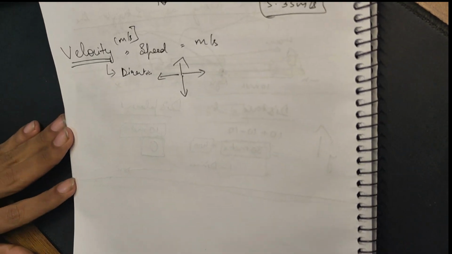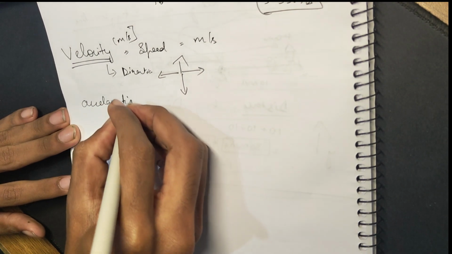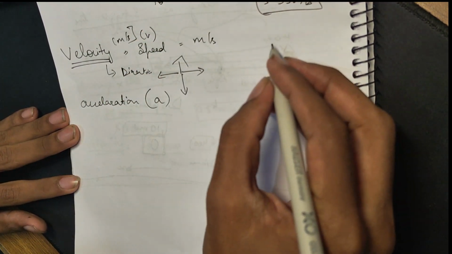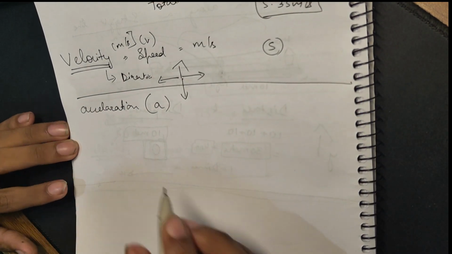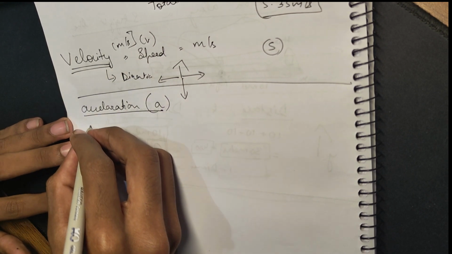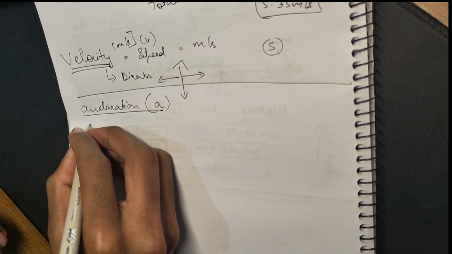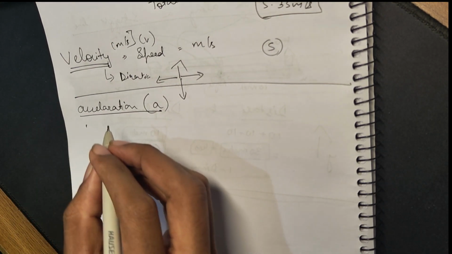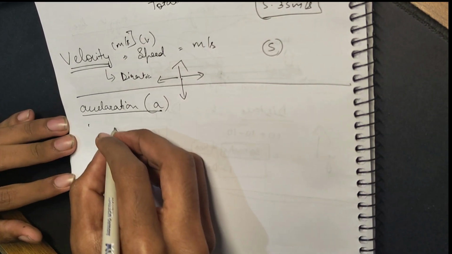Now let us take another term, acceleration. Acceleration denoted by A, velocity denoted by V, speed denoted by S. We'll look into that later. You must be using this term, acceleration, in your daily life, right? What is the acceleration of a body, of how fast it's traveling? But what exactly is acceleration? Let us understand the definition first.